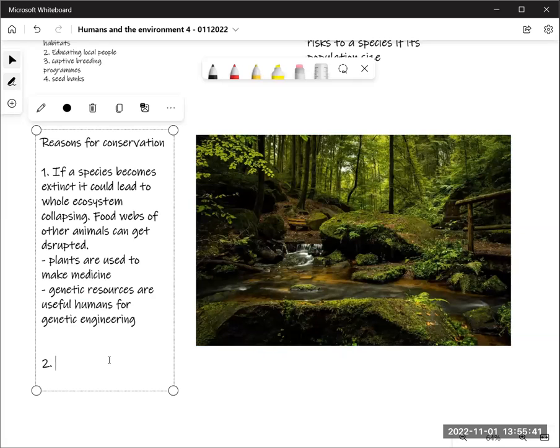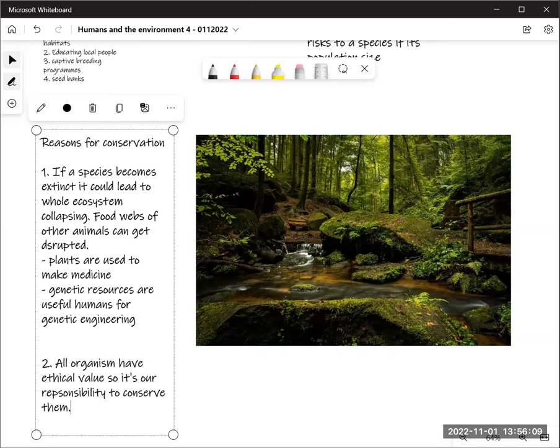Now, the second thing you need to realize is all organisms have ethical value. So it's our responsibility to conserve. That's it. Those are the reasons for conservation.